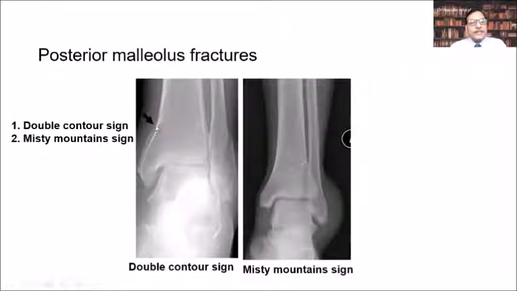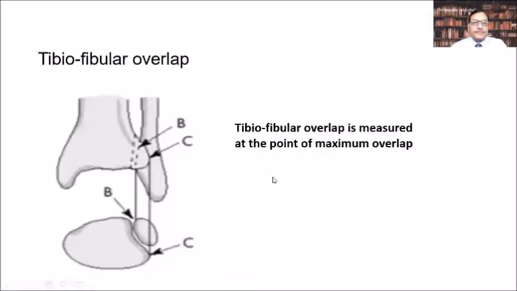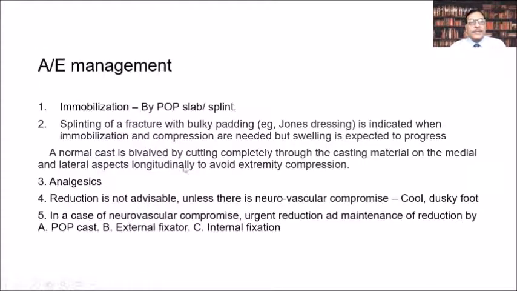So you can see double contour, there is one contour, again this is another fracture contour. And misty mountain, when the fracture looks like a valley and there is a peak. So this looks like misty mountain sign. Tibio-fibular overlap is being seen here.